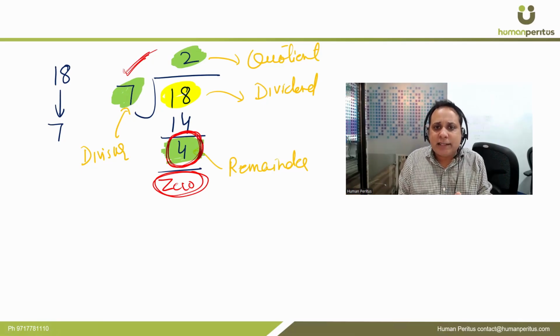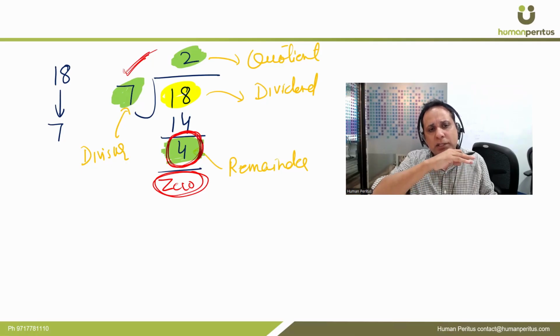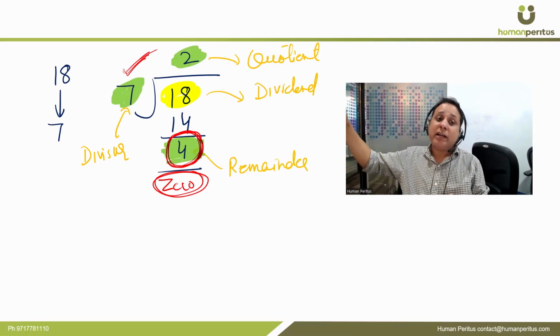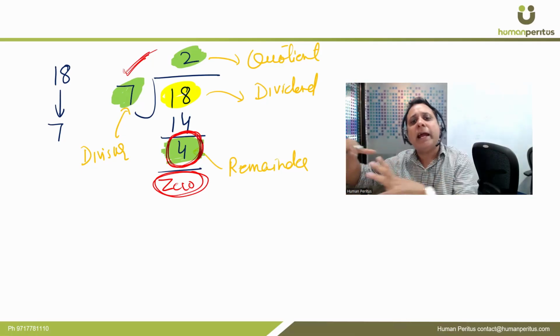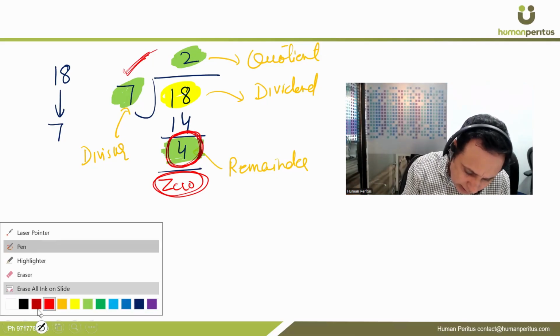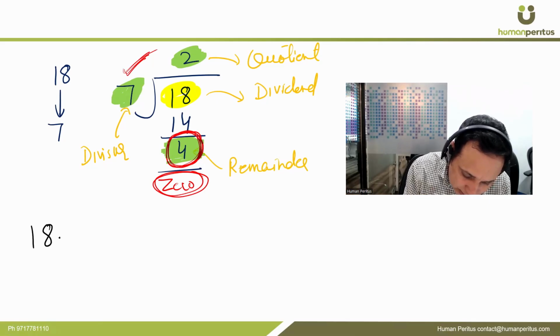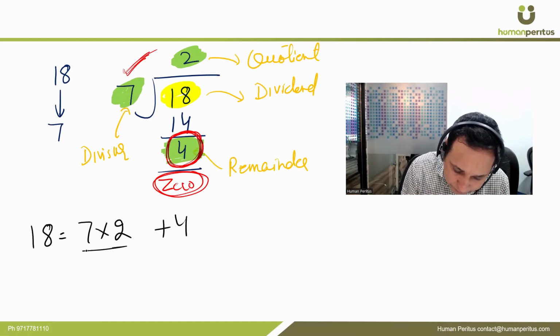So this means that this dividend will be nothing but, we can say, we can consider some multiples of 7, or we can consider some multiples of 2. We can say either way, and then we add up something, whatever is your remainder. Okay, so it means your 18 can also be written as 7 into 2 or 2 into 7 plus 4. This plus this plus this.